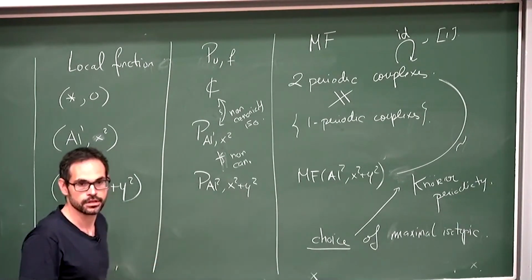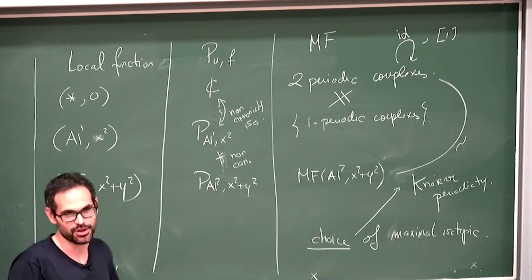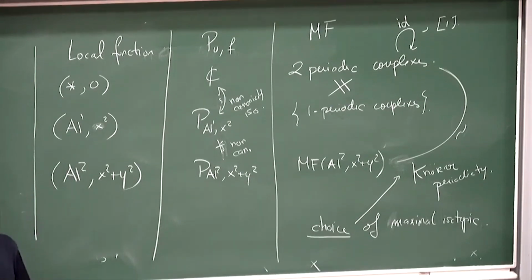But what if you're over R? I'm over C. Yeah, I know you're over C. If you're over R, there are more choices. Yeah, it's complicated. Okay, great.